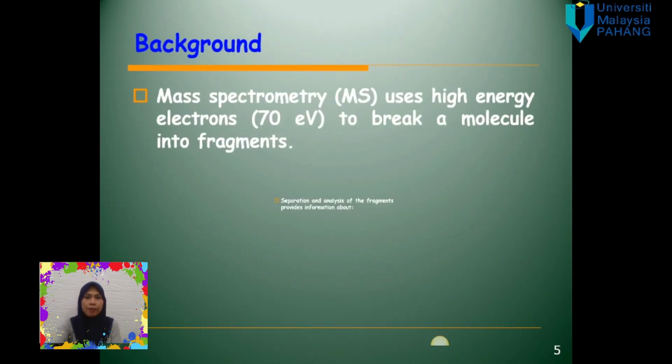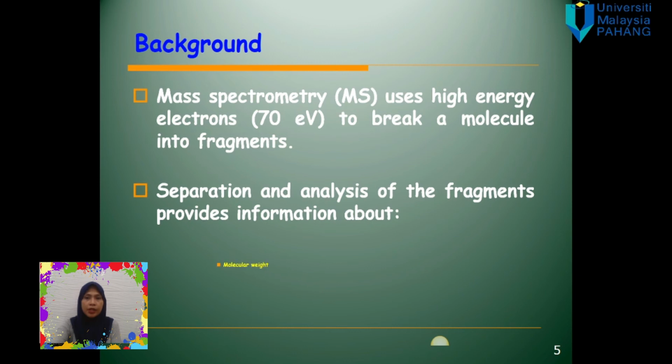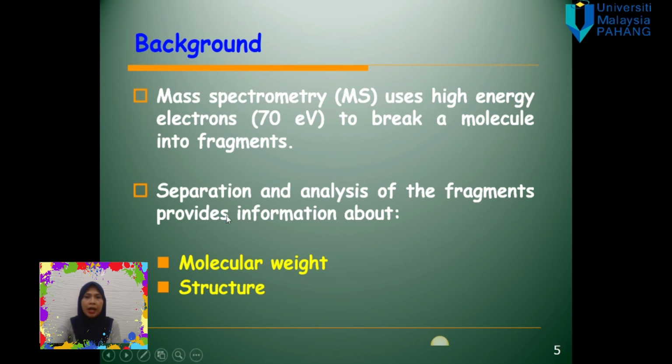Background of mass spectrometry. Mass spectrometry uses high energy to break a molecule into fragments. Based on the ion formed, they will be separated, and the fragments provide information about the molecular weight and the structural units.